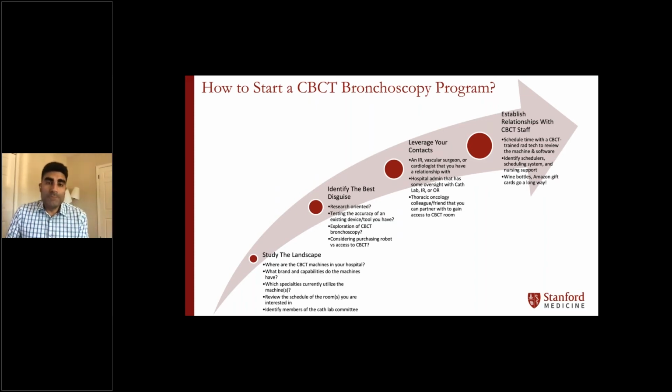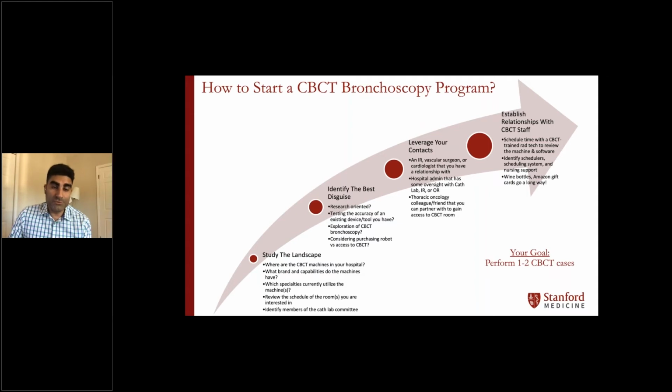And then lastly, establish relationships with the cone beam CT staff. Work with a rad tech who works in these rooms. Learn about the room, learn about the machines. I can tell you personally, I had a lot of great experience just learning the inner gossip of the cath lab by hanging out with the rad techs and finding out what type of politics exist, which physicians like which rooms, which rooms are underutilized, and things like that. And I always say that wine bottles and Amazon gift cards can go a really long way in this situation to get you in the door.